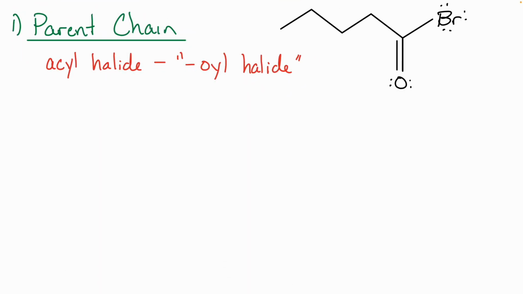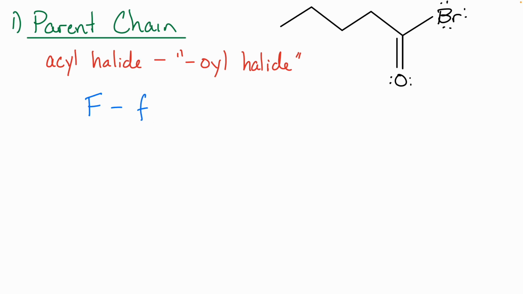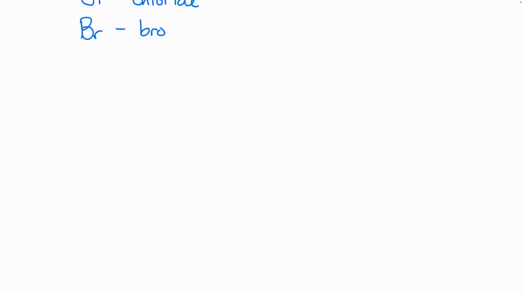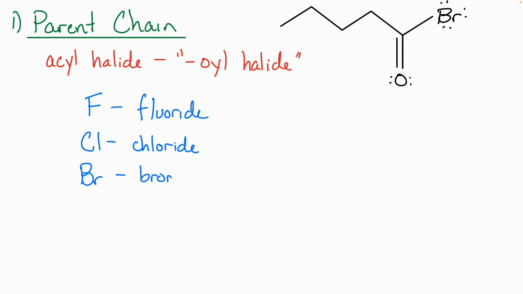All right, so if it were to be a fluorine, which you don't really see because they don't behave quite the same as all the other ones, but nonetheless, just to make this complete here, it would be an oyl fluoride. If it was a chlorine, it would be an oyl chloride. A bromine, an oyl bromide. And an iodine would be an oyl iodide.